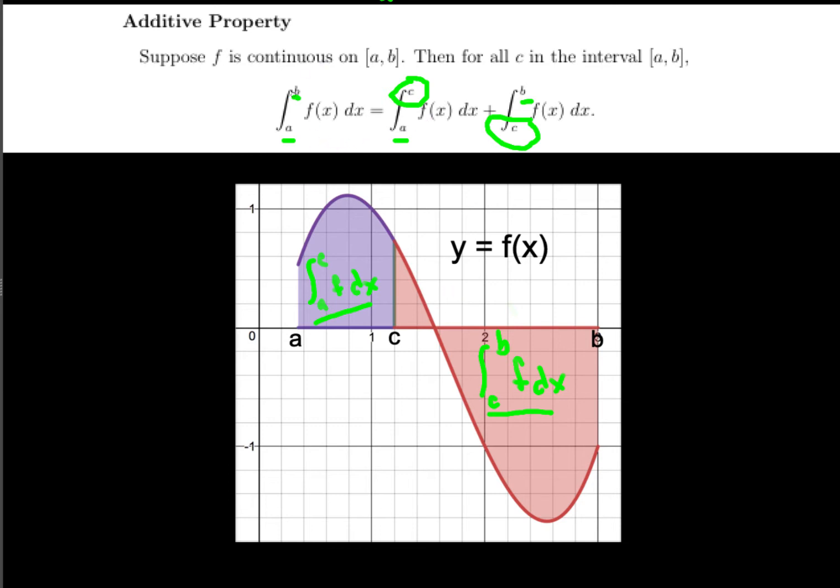So the additive property just says, look, I can break my bounds of integration into multiple pieces and just add them together. This will be a very useful feature in many applications. And this theorem is also necessary for proving the fundamental theorem. So that's the additive property.